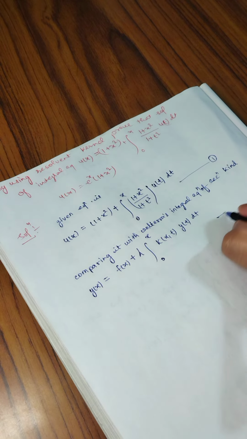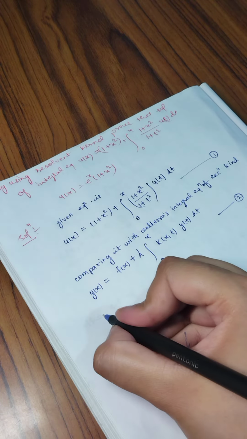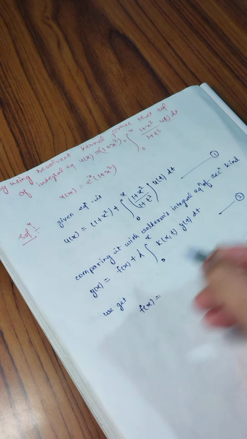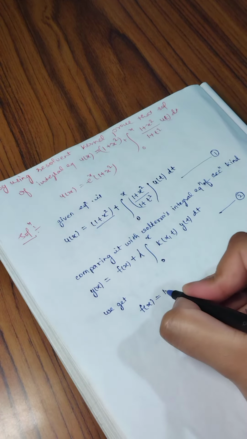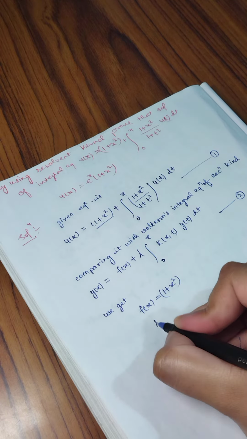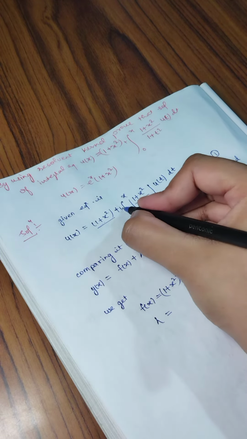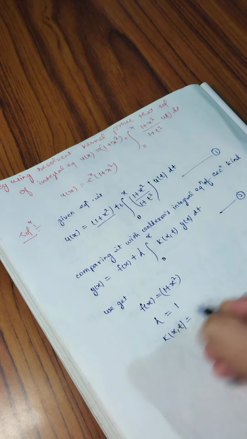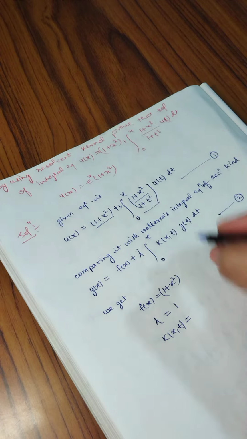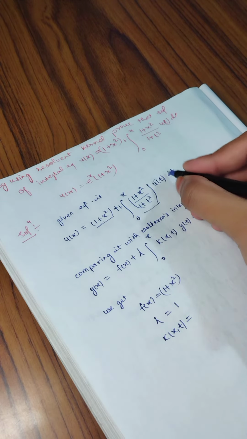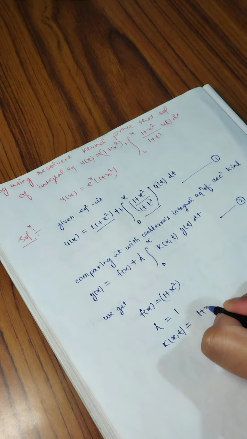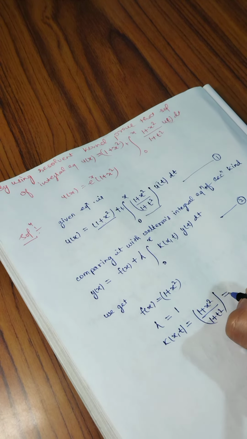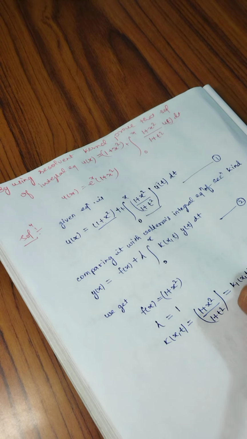Now compare equation number 1 with equation number 2. You will get f(x) = 1 + x², and λ's value is 1, so λ = 1. K(x,t) is this one, (1 + x²)/(1 + t²), which is also the value of k1(x,t).